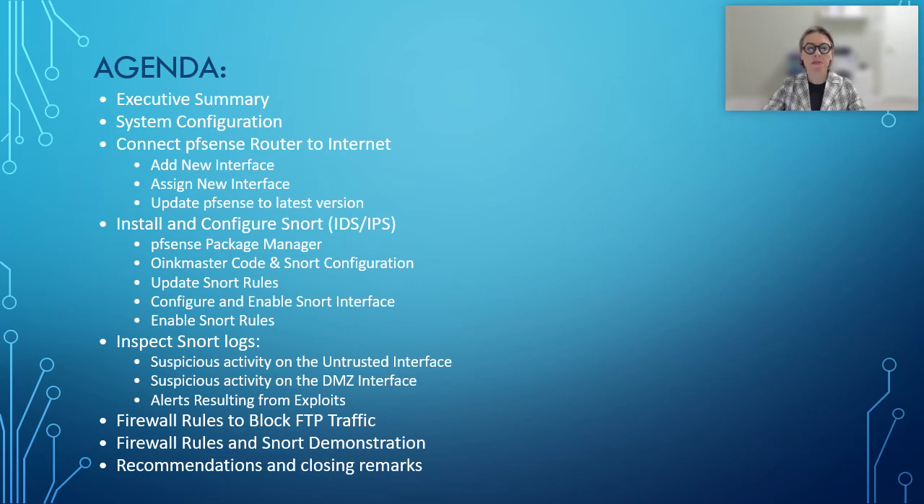Next, we will review Snort logs and review suspicious activity on the Untrusted and DMZ networks. Once Snort is configured, we will review firewall rules to block FTP traffic to the DMZ network. Next, we will have a short video demonstration of firewall rules and a description of how to effectively use Snort. And last, we will review recommendations on how to improve network security by using the newly installed IDS and IPS.